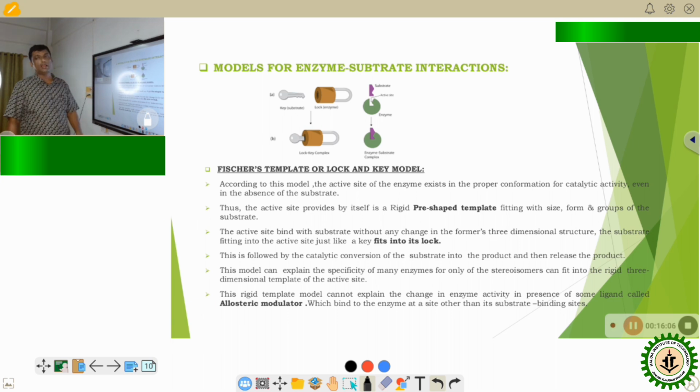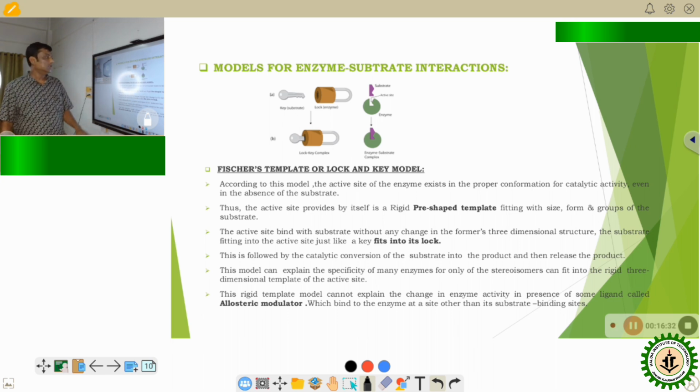Now this enzyme kinetics, the activity of enzyme, is explained by considering two models. Two models are given for enzyme substrate interaction, how they interact. One is Fischer's template, also called the lock and key model, and another one is Koshland's induced fit model. So first we discuss Fischer's template or lock and key.